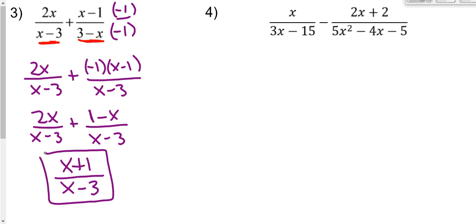Okay, problem number 4. Back to having unlike denominators, so we're going to factor these denominators and figure out what the least common denominator needs to be. So factor the first one into 3 times x minus 5, and let's see what we can do with the second one.